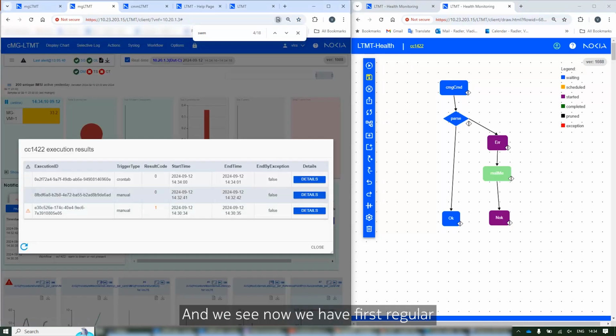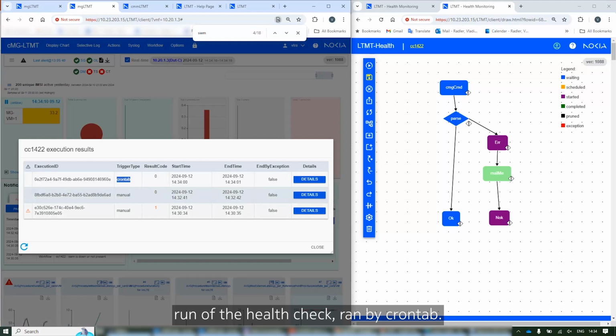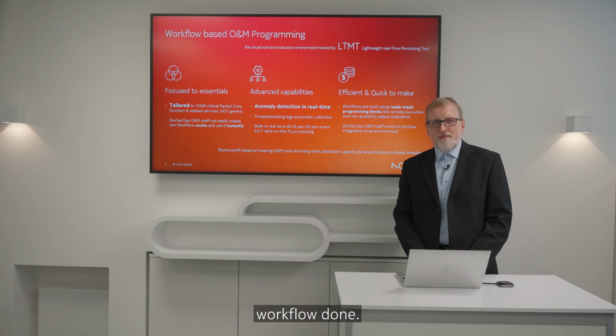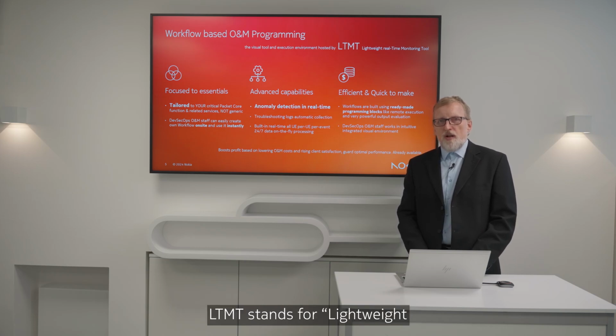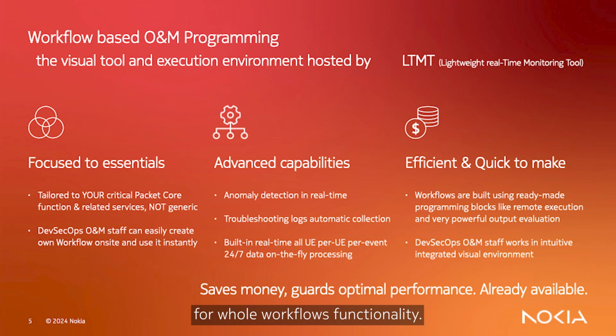And we see now we have the first regular run of the health check run by crontab, and it will repeat every minute from now on. That's it. We have our first automated workflows done. Let's get back to the slides. Workflow-based O&M programming is hosted by LTMT. LTMT stands for Lightweight Real-Time Monitoring and Troubleshooting, and provides a framework for the whole workflows functionality.